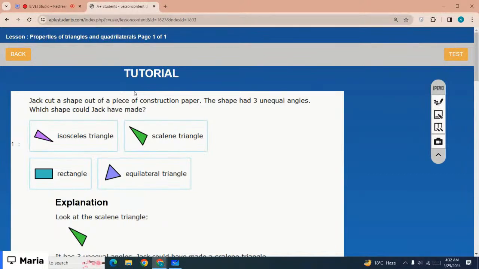The correct option is scalene triangle, because all three angles are not equal, so that must be a scalene triangle, right? Okay, let's just start with the test questions.